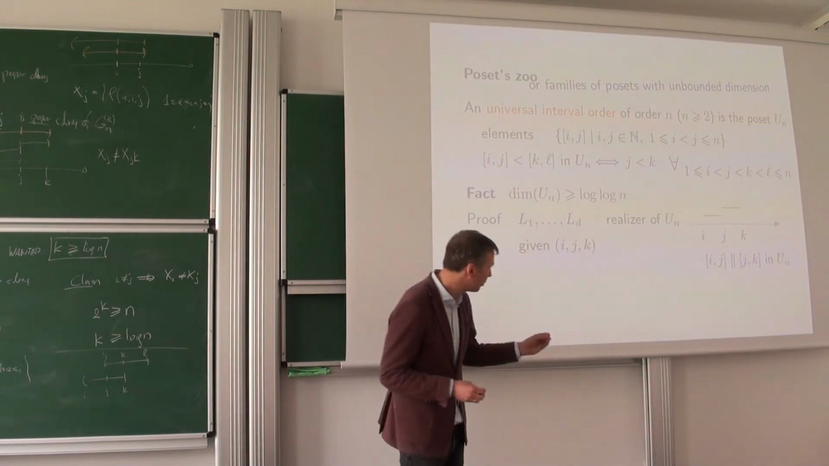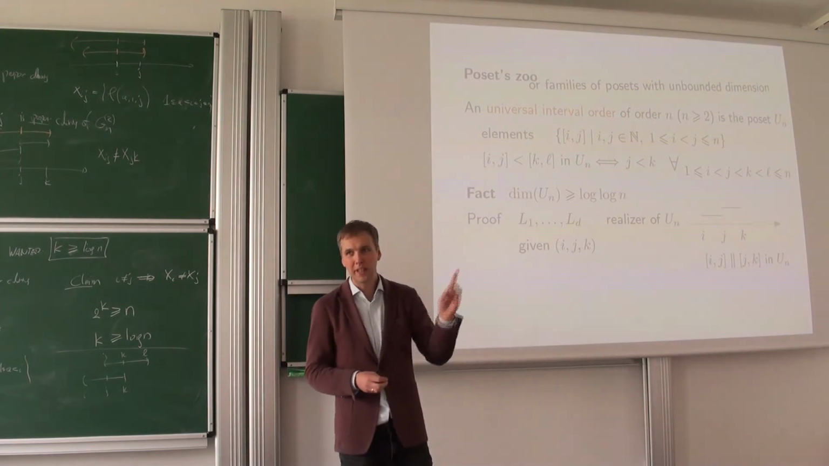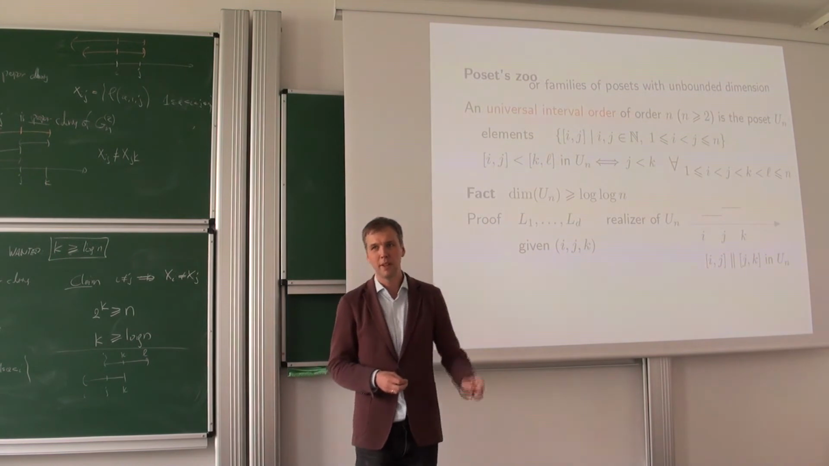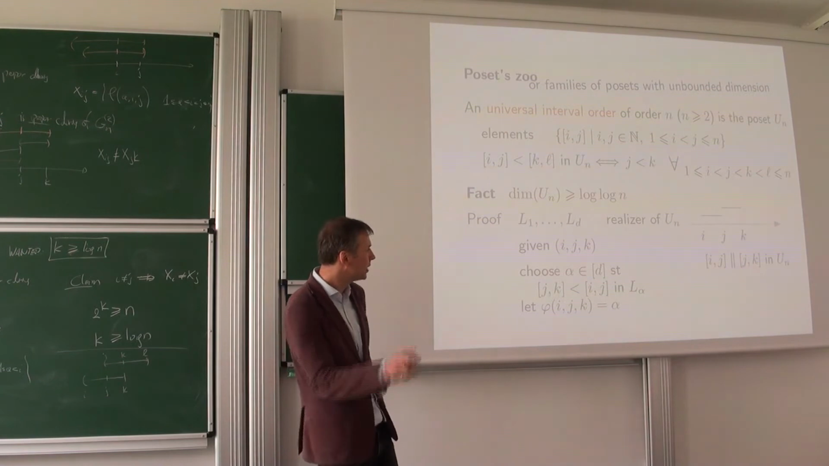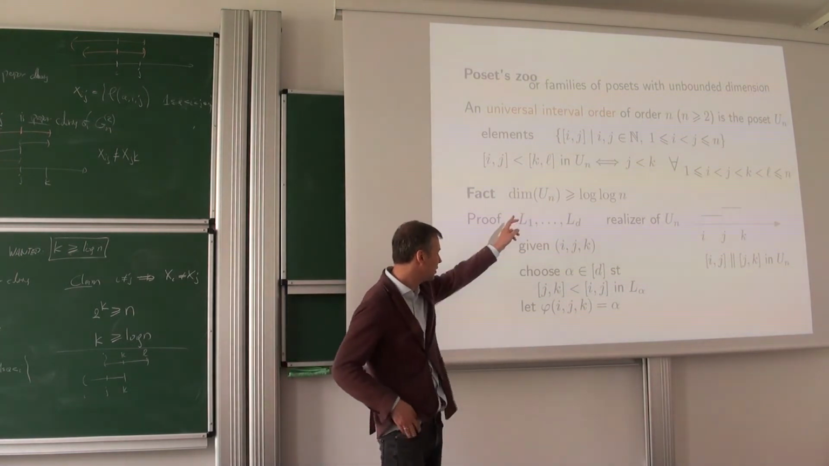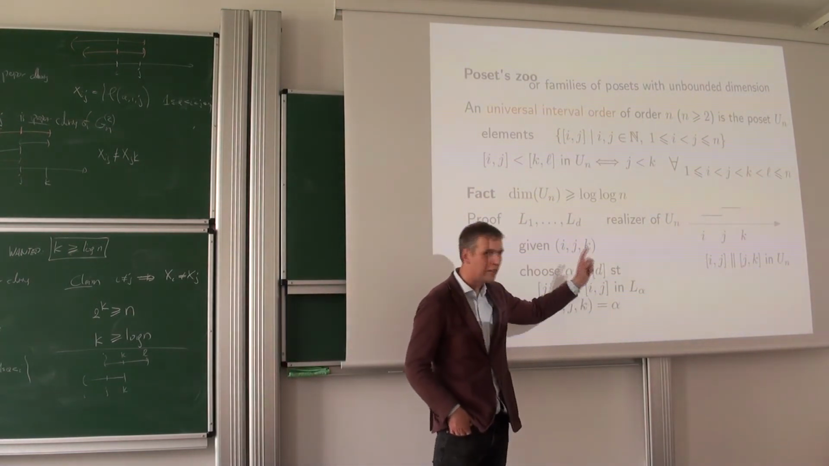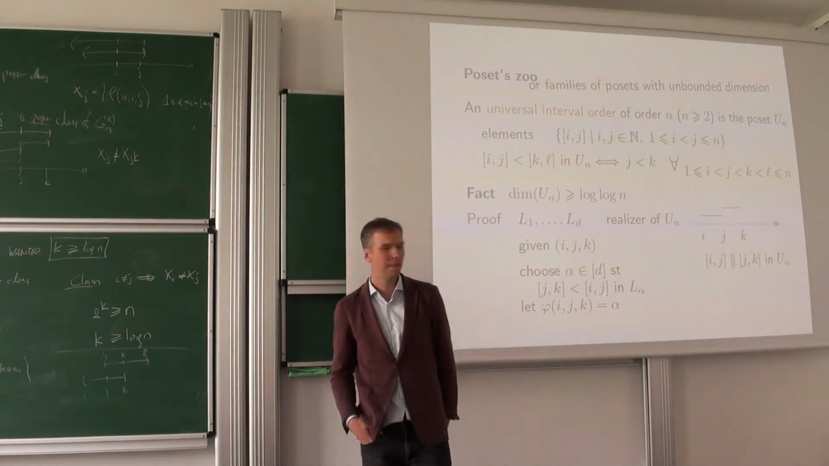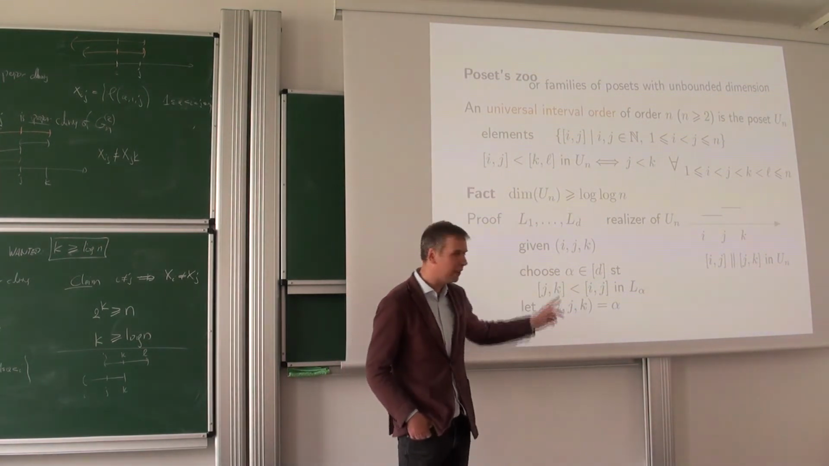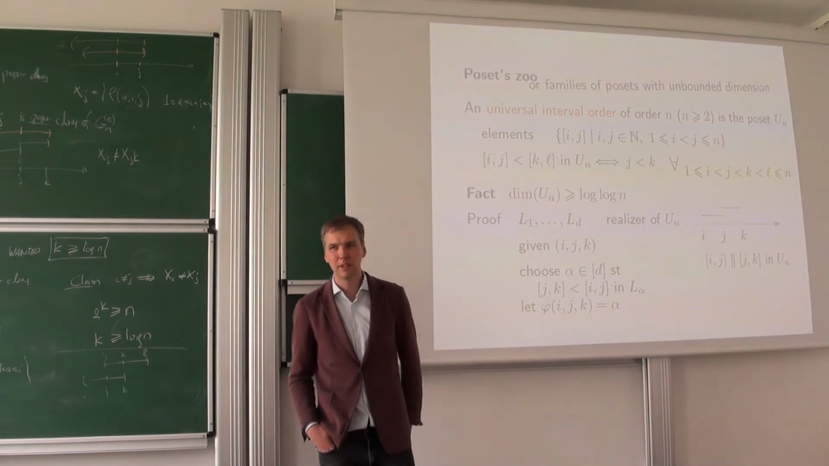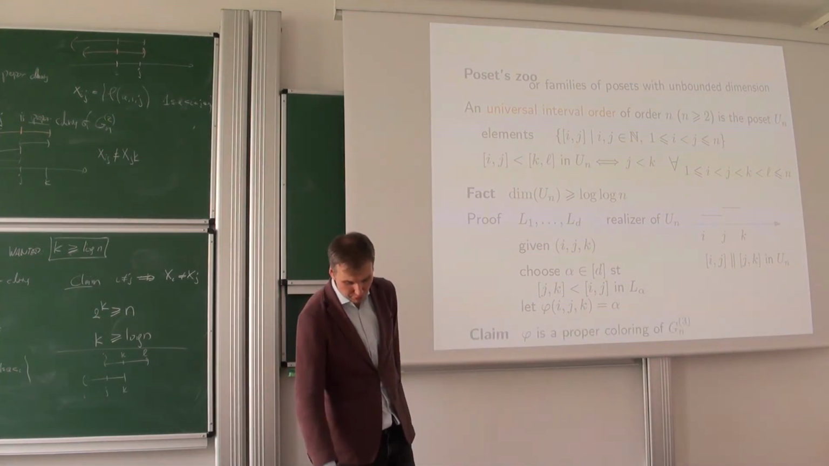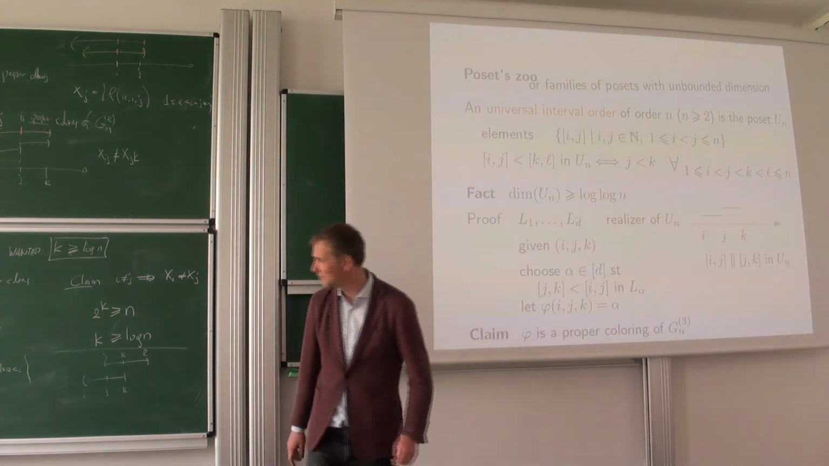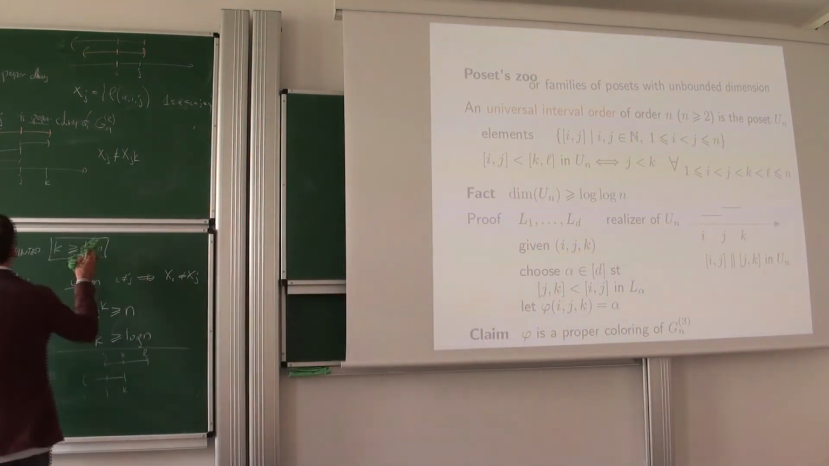Because if they're incomparable and we have a realizer, someone has to reverse them. That will be the color of ijk. So choose alpha such that jk is less than ij in L alpha. Let it be phi of ijk. Claim, that's a proper coloring of Gn3. Proof? Okay.